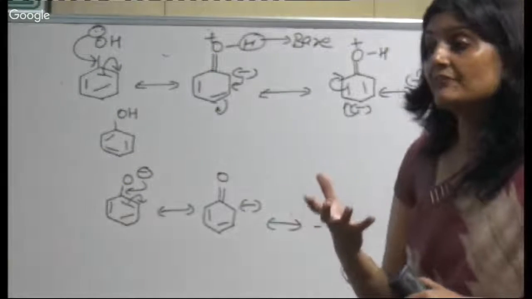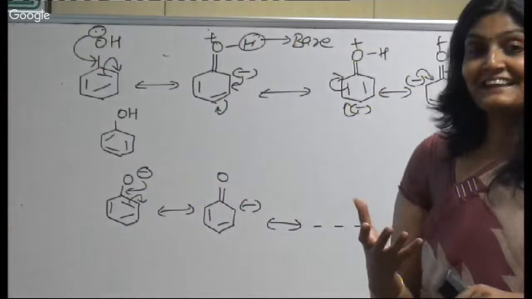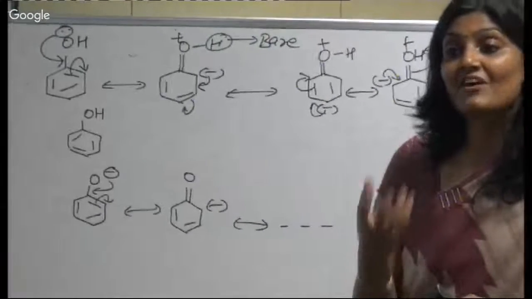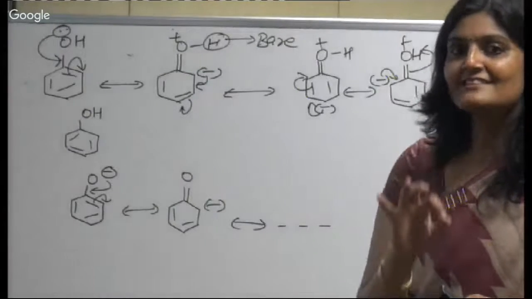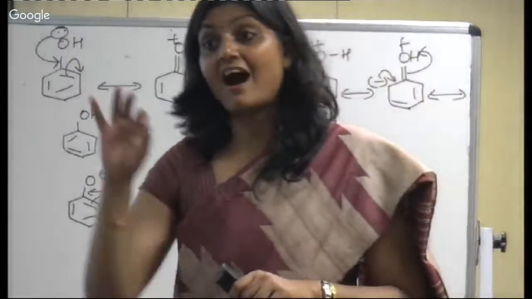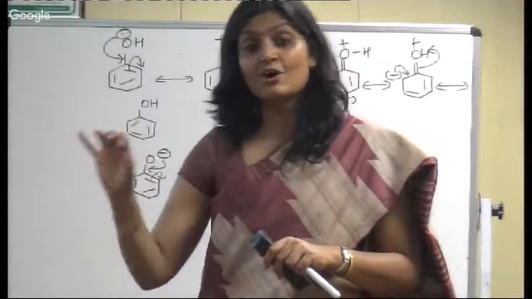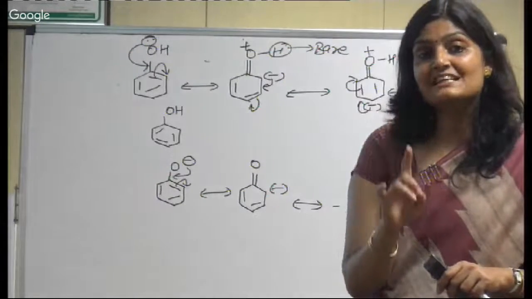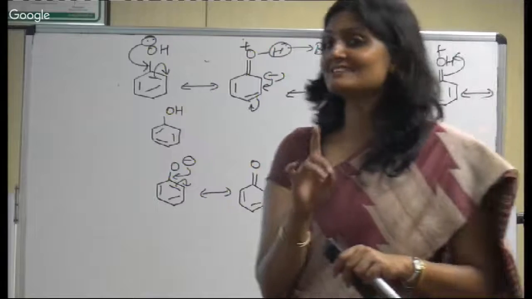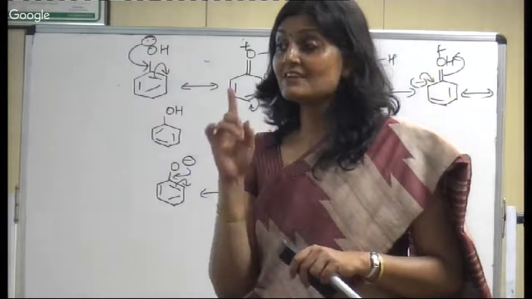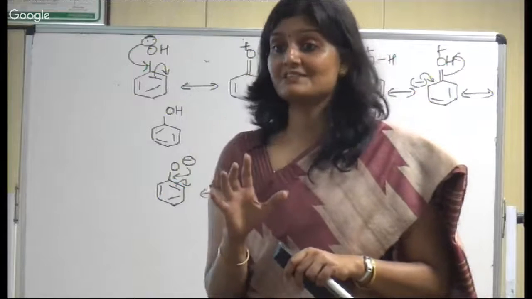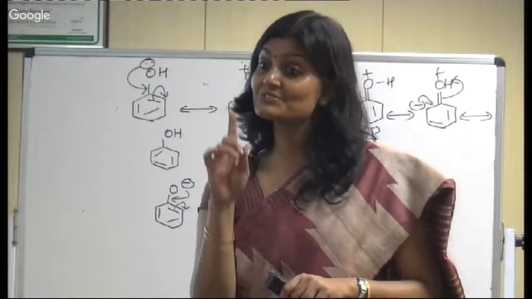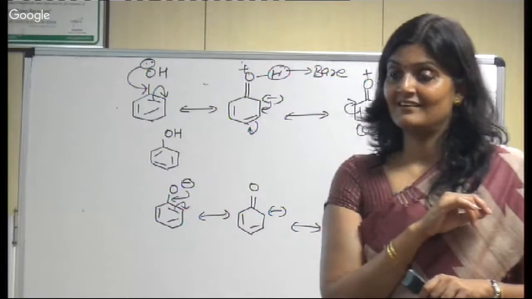Now the question that we should ask ourselves is that resonance energy depends upon number of canonical forms. Higher the number of canonical forms, higher is the resonance energy released, more stable is the molecule. The carboxylate ion has 2 resonance structures, whereas the phenoxide ion has 5 resonance structures. Even then, carboxylic acid is a stronger acid than phenol. Can you tell me why?